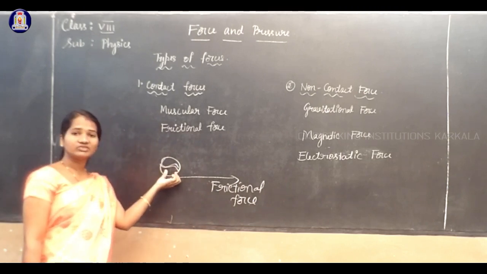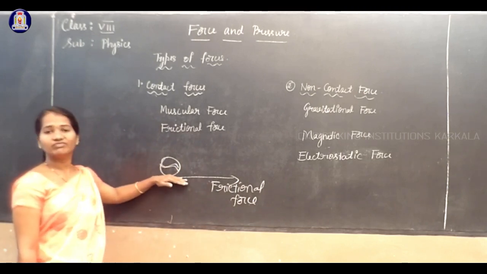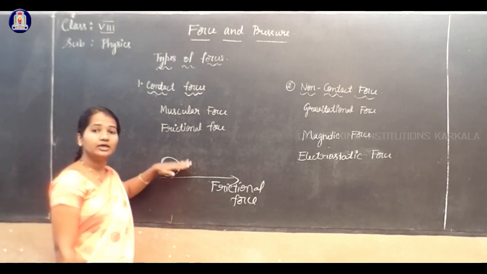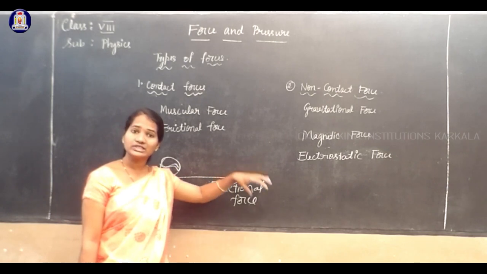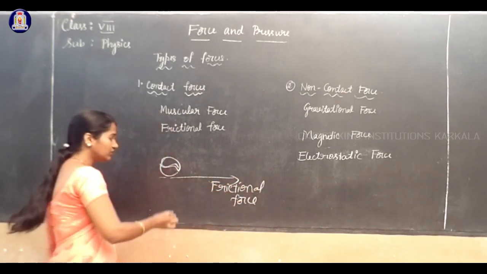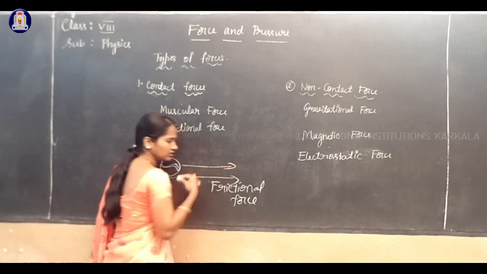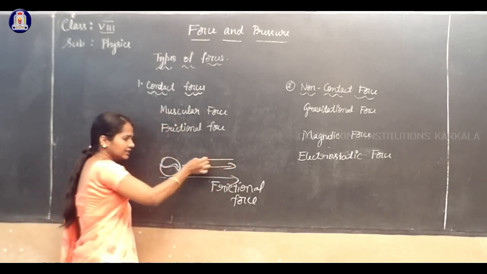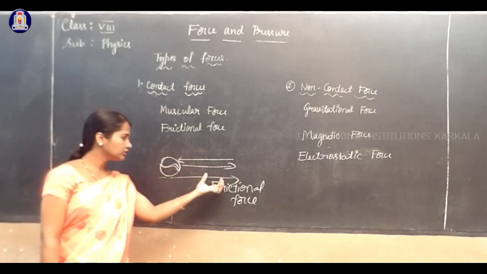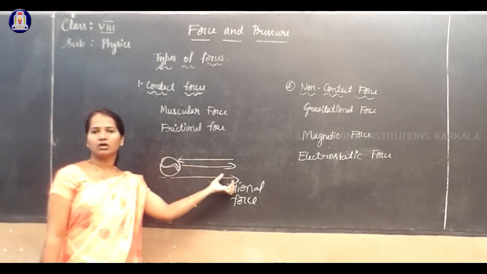Between the surface of the ball and the floor, the ground, the force that acts is the frictional force. And remember, if the ball is moving in this direction, the frictional force acts in the opposite direction. The force of friction is always opposite to the movement of the object.